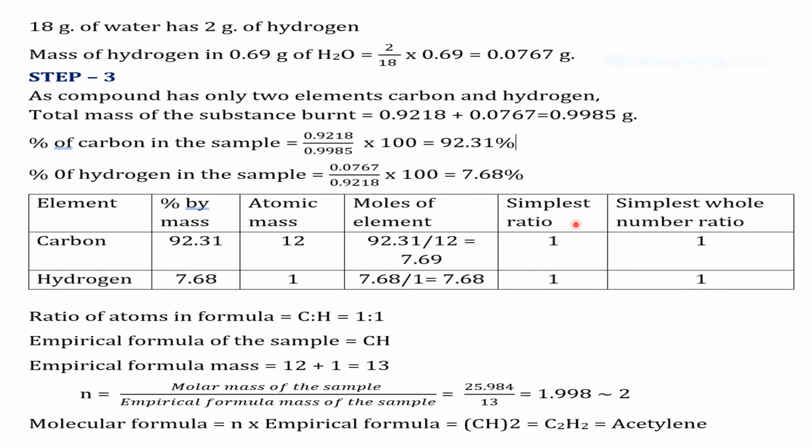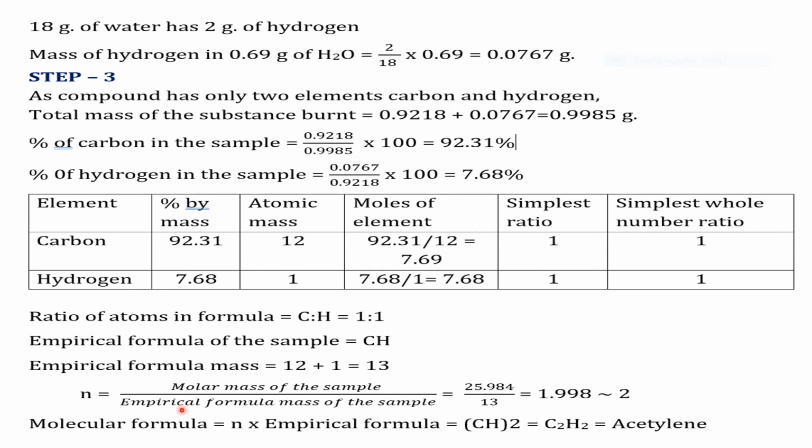Now to get the simplest ratio, divide these numbers by the least number. Since both numbers are the same, the simplest ratio is 1 and 1. Therefore the simplest whole number ratio of these elements is 1:1. So the ratio of atoms of carbon and hydrogen is 1:1. Thus the empirical formula of the sample is CH.